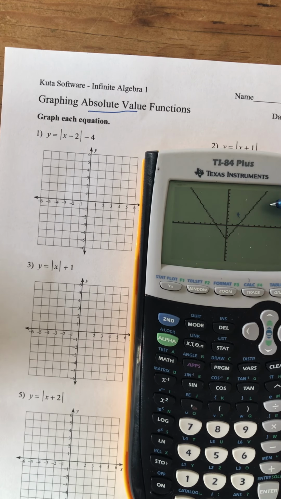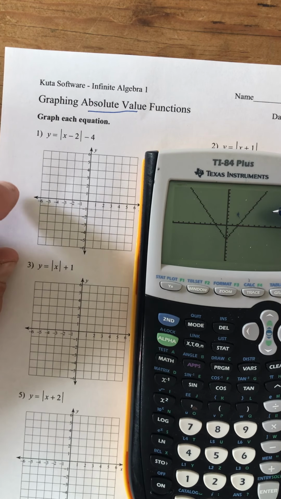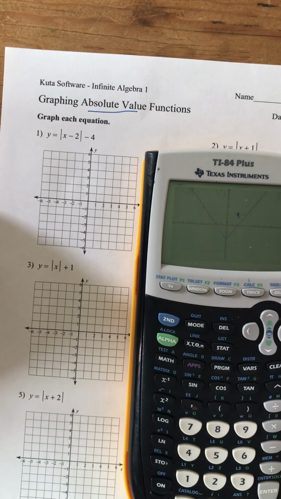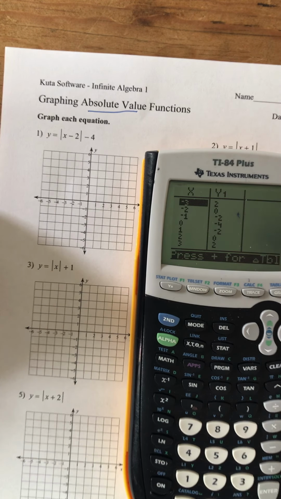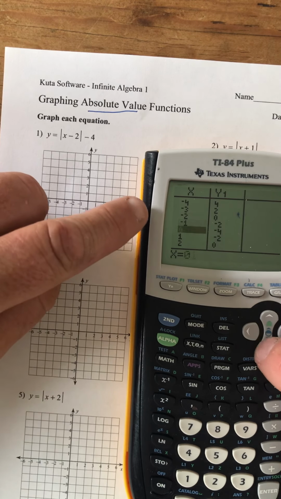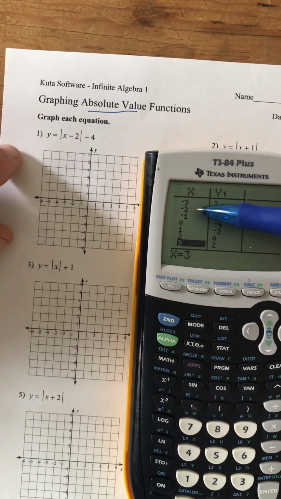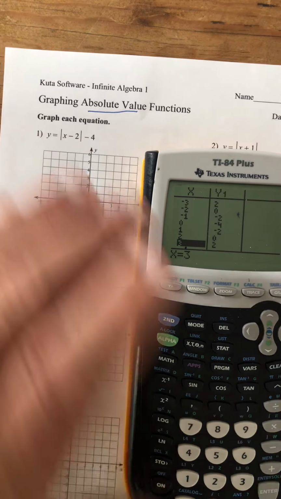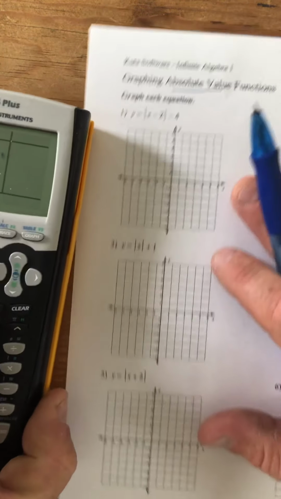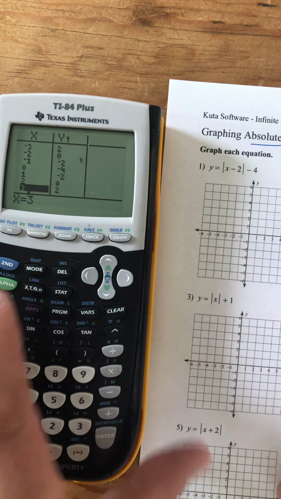Now we're going to graph this. Remember, to get to our chart, we're going to hit second graph. It brings us to our chart. Now, whenever you're working with absolute value functions, make sure that your x values are always going to be from -3 to +3. Okay, so now we're going to just plot these points.